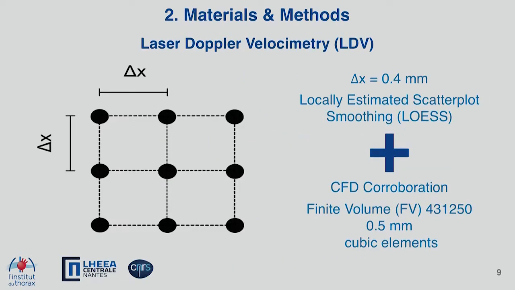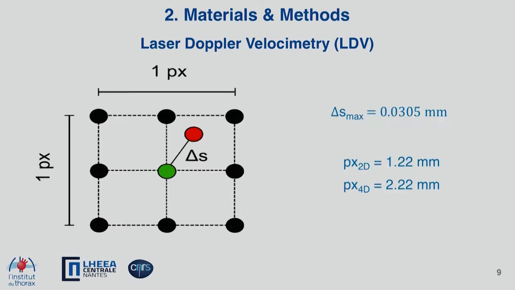Concerning LDV, data were acquired on an equally spaced grid, and then results were smoothed with a local polynomial regression. And as previously told, they were also corroborated with CFD. Later, data were degraded in resolution to match those of 2D and 4D. So basically, all LDV points containing 1 pixel were averaged, resulting in a unique central point. Of course, a space shift occurred, but it was considered negligible.